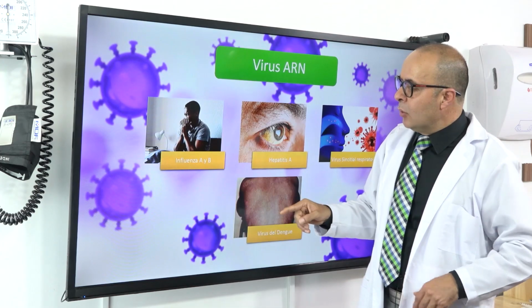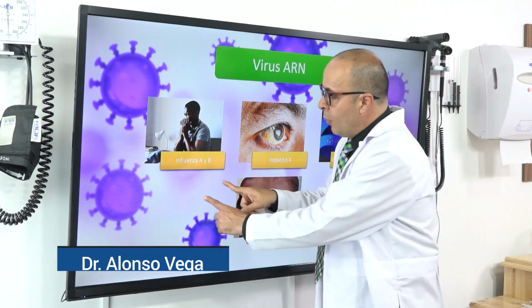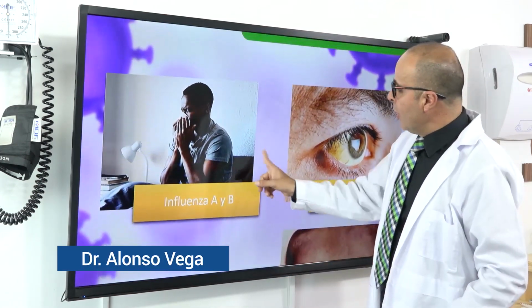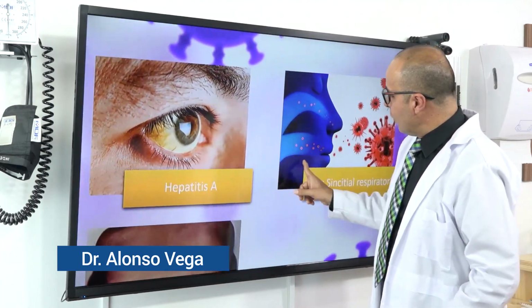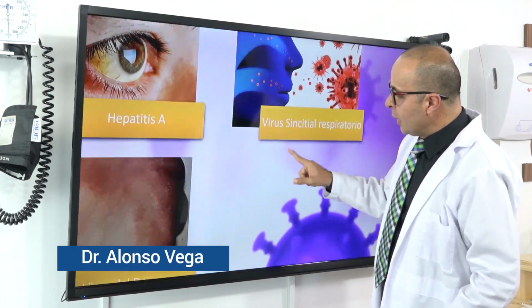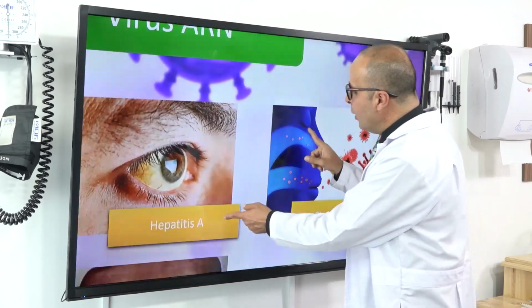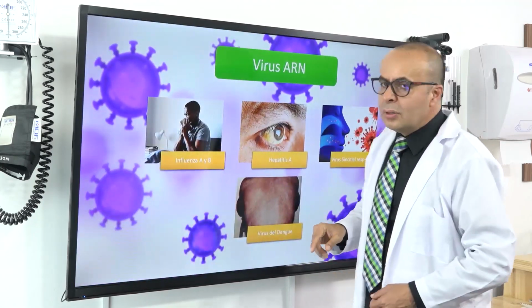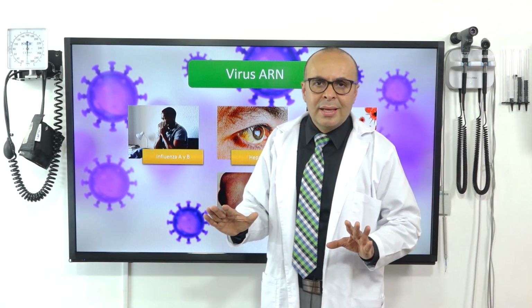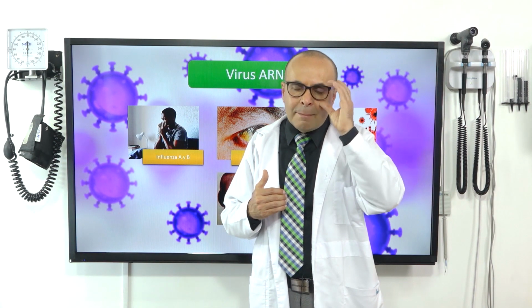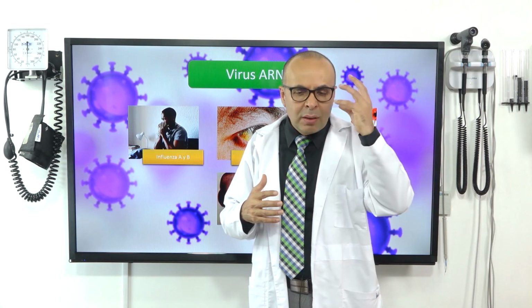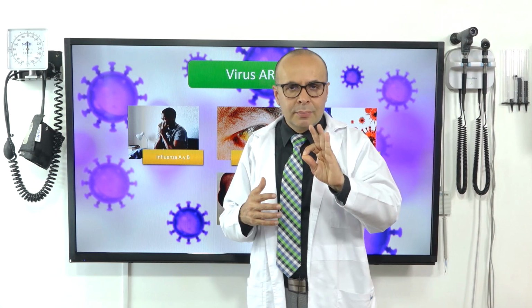On the other hand, the RNA virus, for example, influenza types A and B, hepatitis A, respiratory syncytial virus, the dengue virus, will enter your body for a while and then abandon it. These viruses generate in our bodies a resistance capacity, immunological memory, and antibodies. The same RNA virus will never affect you twice.